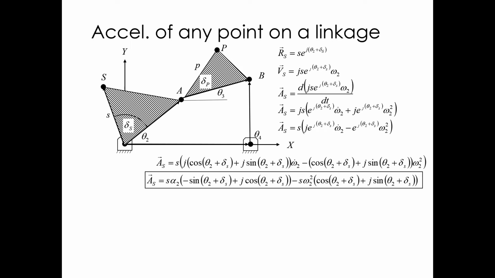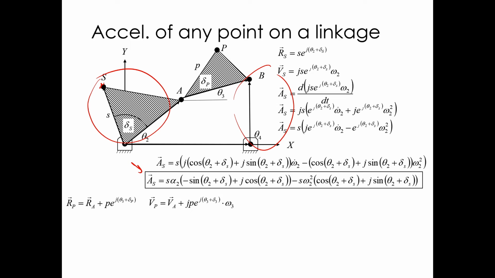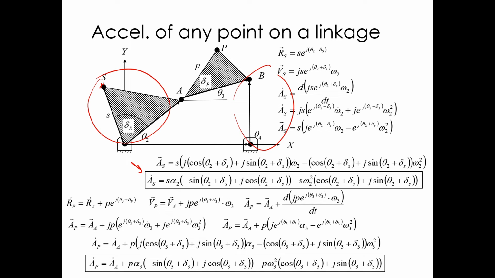Acceleration of any point, we get the S case for acceleration of any point on the input or output, or it'd be the crank of a crank slider. And then the P case for any point on the coupler for a fourbar, or the connecting rod for a crank slider.